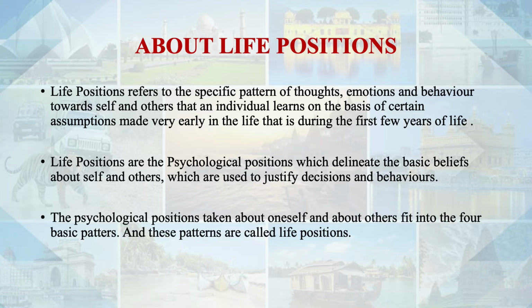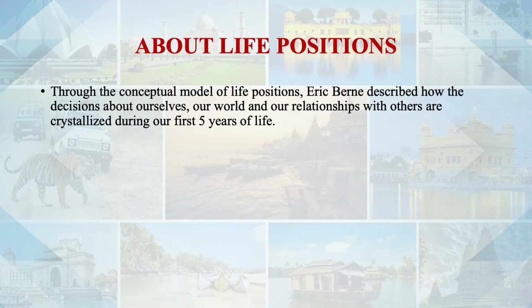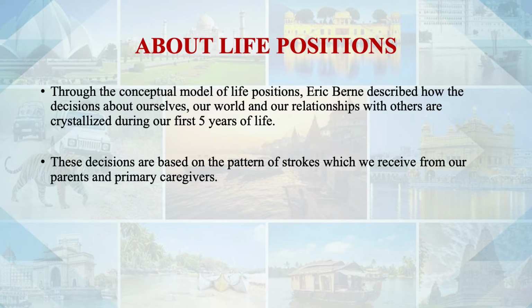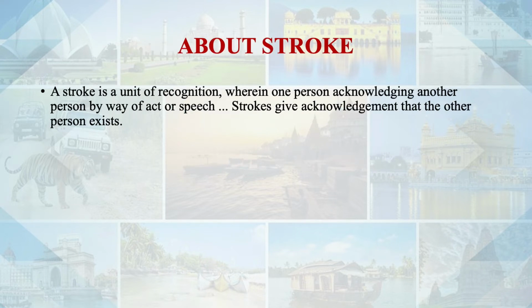The psychological positions taken about oneself and about others fit into four basic patterns, and these patterns are called life positions. Learners, before going into the detail of these four positions, through the conceptual model of life positions, Eric Berne described how the decisions about ourselves, our world and our relationships with others are crystallized during our first 5 years of life. These decisions are based on the pattern of strokes which we receive from our parents and primary caregivers. A stroke is a unit of recognition wherein one person acknowledges another person by way of act or speech.